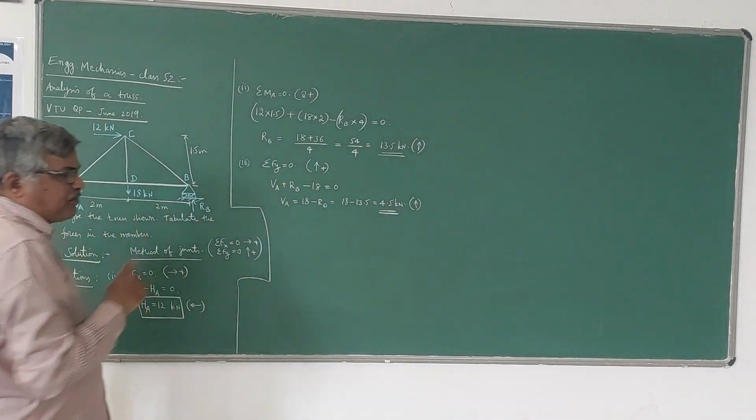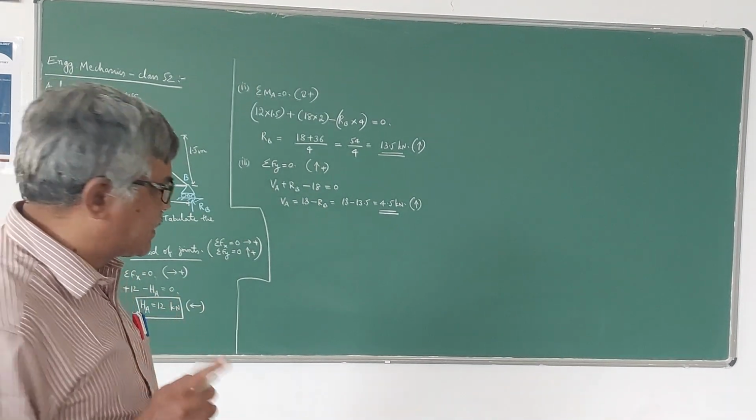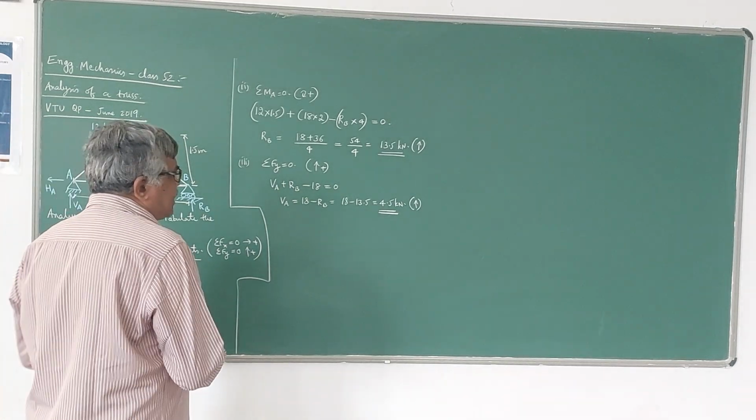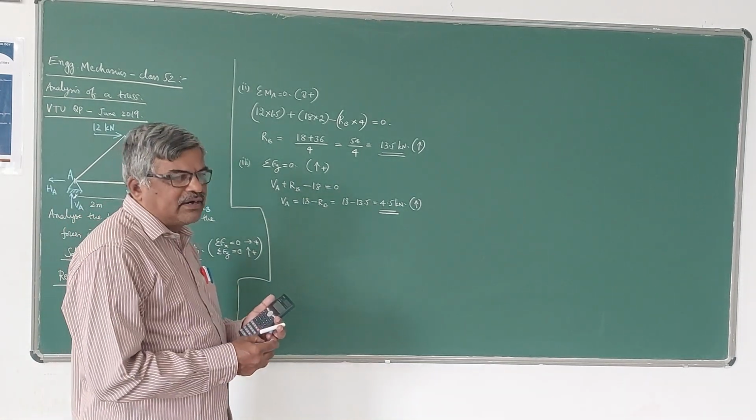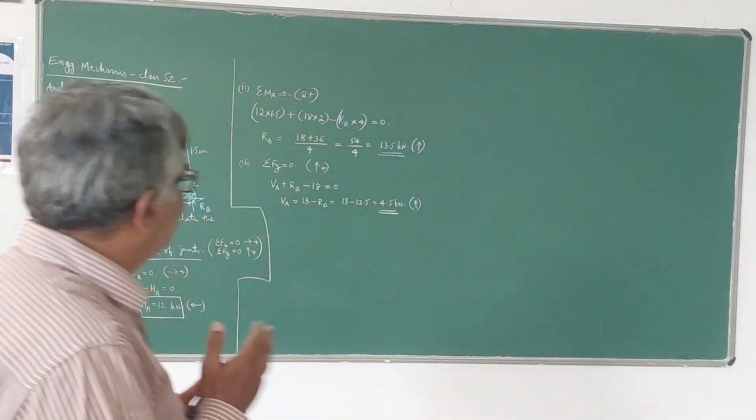So this is the first step in solving a problem of a simply supported truss. First we have to find out the reactions. In the case of a cantilever truss, finding reactions is not necessary. You can move from the support.